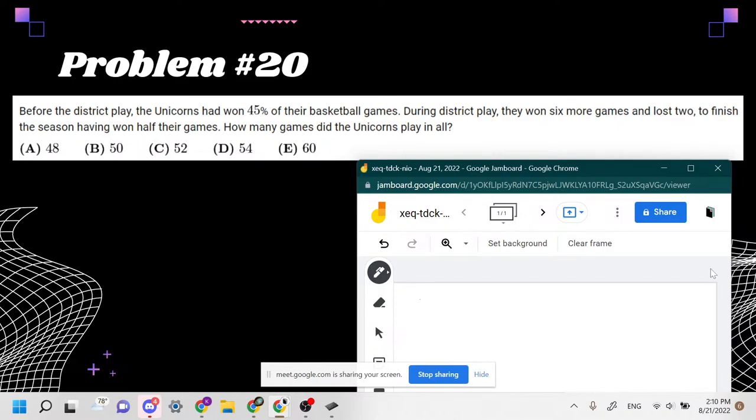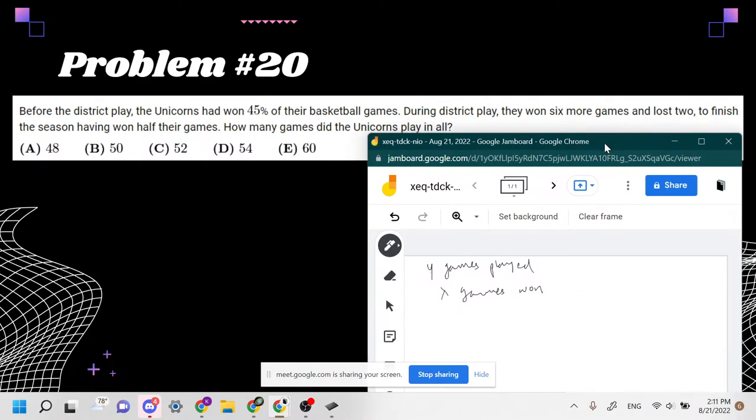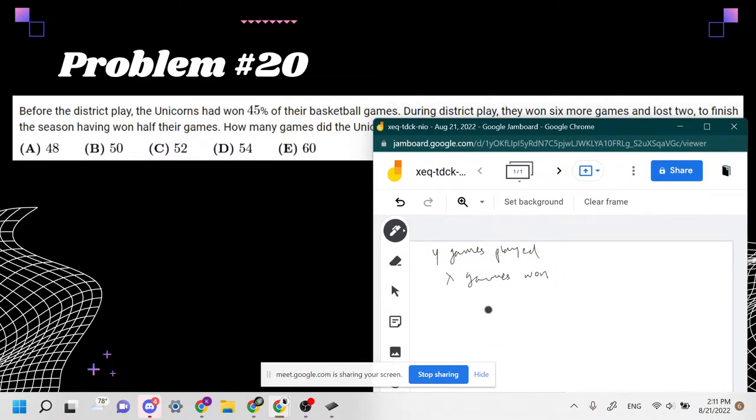So they played, let's just use X and Y as my variables. They played Y games played, and they had X games won. I really need to find a better writing tool. This is so skinny. Okay.